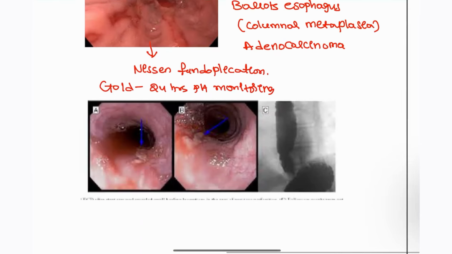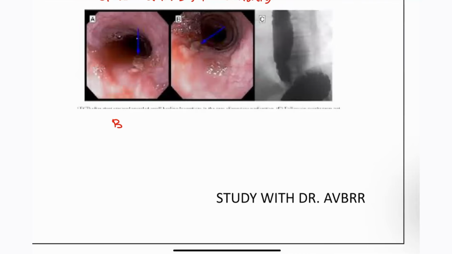Next, this is known as Boerhaave syndrome, and Boerhaave syndrome is associated with rupture of the esophagus, where it is going to be due to binge eating.